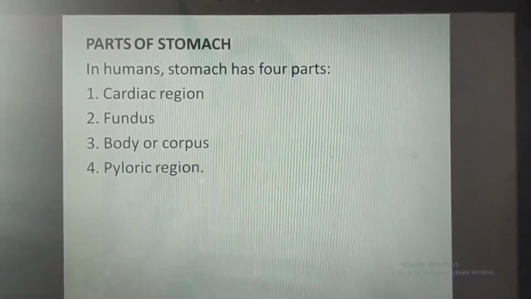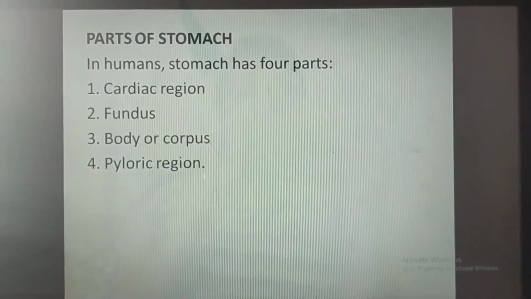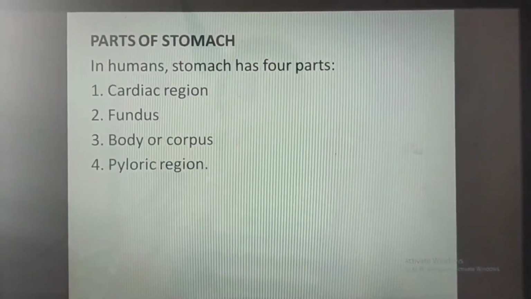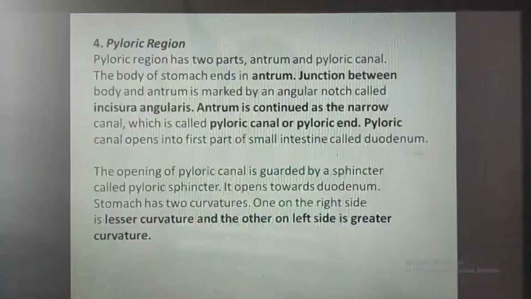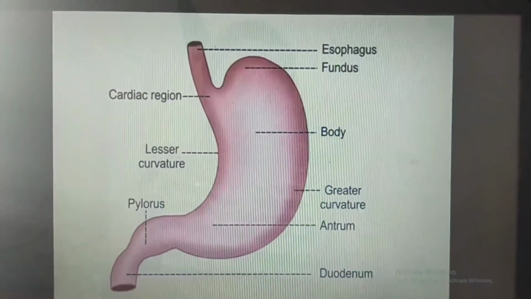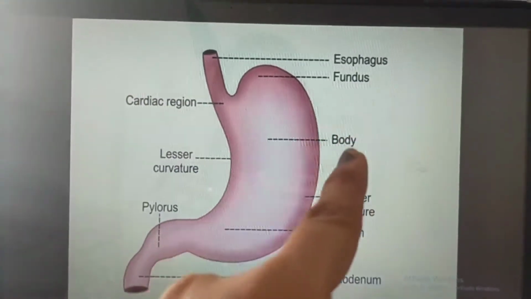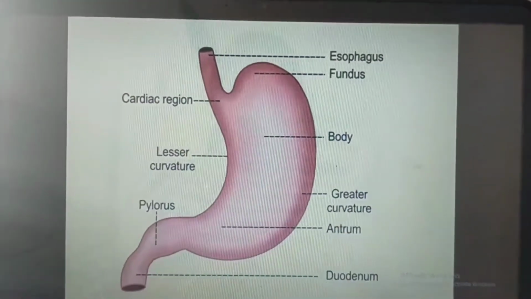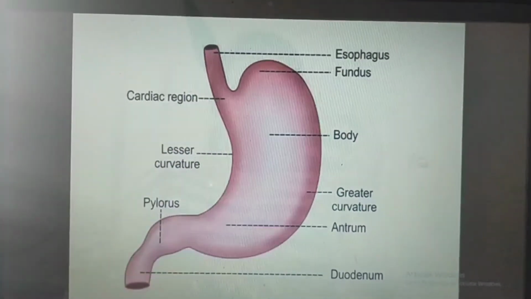Parts of stomach. In humans, the stomach has 4 parts: cardiac region, fundus, body or corpus, and pyloric region. So in this figure, we can see the different parts of the stomach. This is the figure of the stomach. This is the fundus part, the upper part, then this is the body. This is the cardiac region, and this is the pylorus.